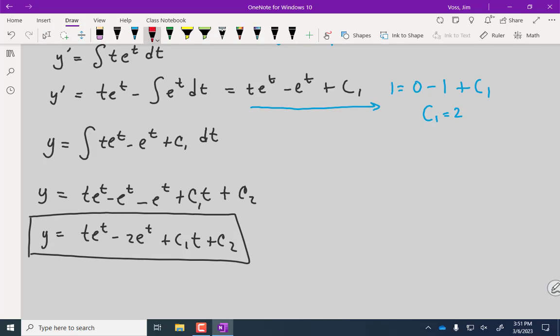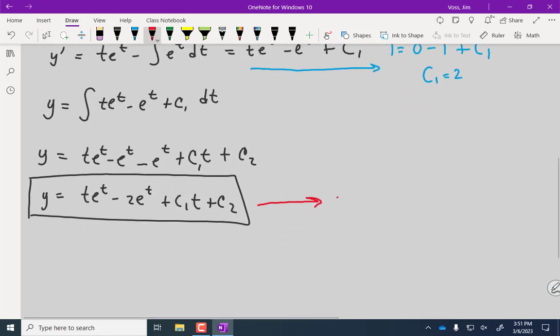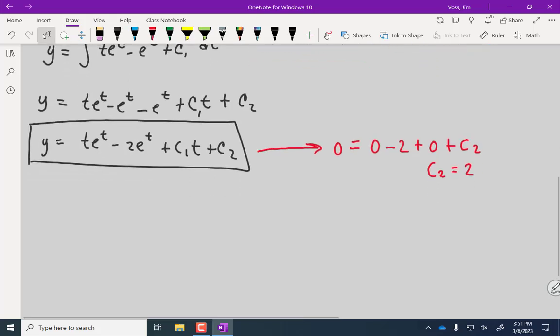And then our second constant of integration, we're going to come here, and it says y of 0 is 0. So 0 is going to equal, plugging in 0, 0 minus 2 plus 0 plus c2. So c2 is also 2. So our particular solution is going to be t e to the t minus 2 e to the t plus 2t plus 2.